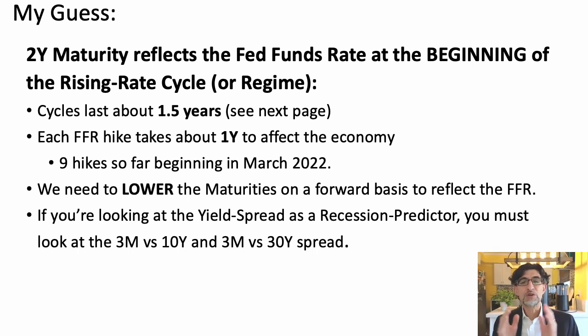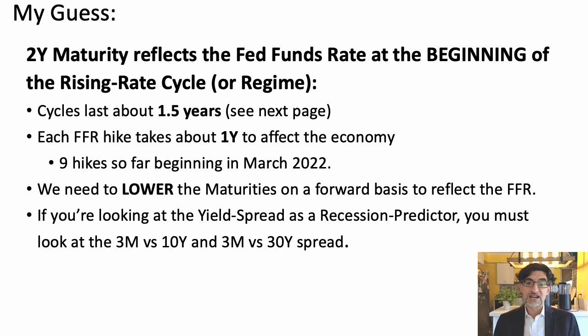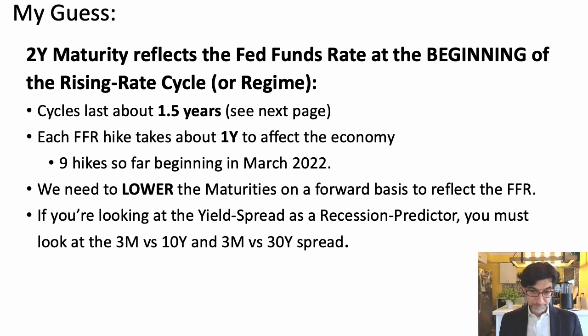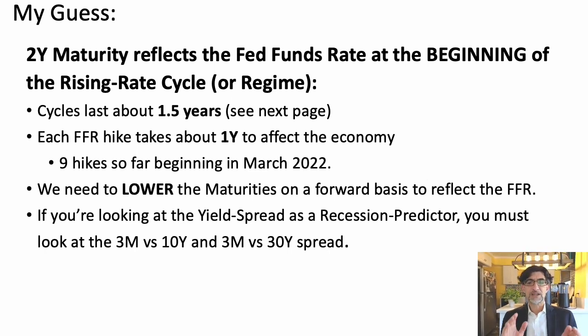So how do we do this? How do we make a proxy that reflects the Fed funds rate? What we need to do is constantly lower the maturity of the proxy that we're using. So we need to lower it on a forward basis. So now that a year has gone by, obviously we're not going to use a 2-year note. So I would suggest that since it's over a year, that we use something like the 6-month T-bill or the 3-month bill.